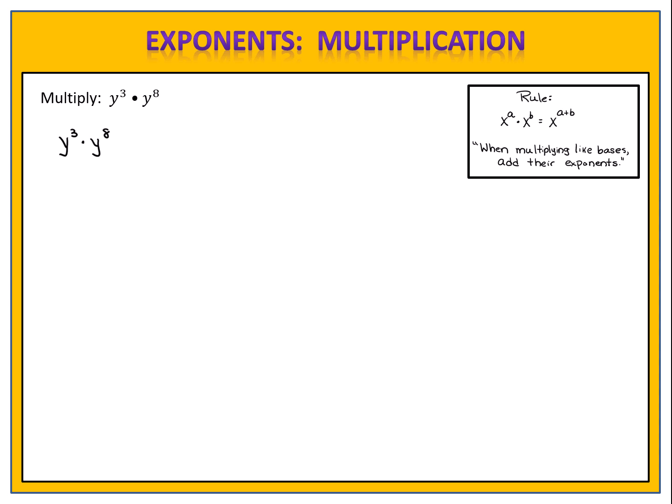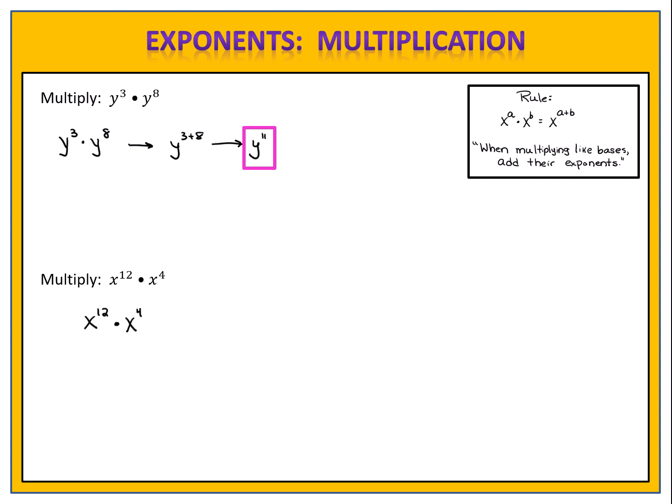We could write out the extended product, but it's not necessary. We have like bases here, both are y's, so we can add their exponents together, 3 plus 8. The product is y to the 11th, and we're all done. Here's an example for you to try. Multiply x to the 12th times x to the 4th. Please pause the video here and come back when you're ready to check your answer.